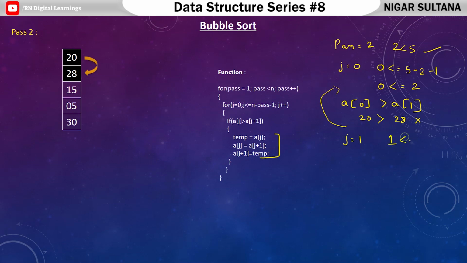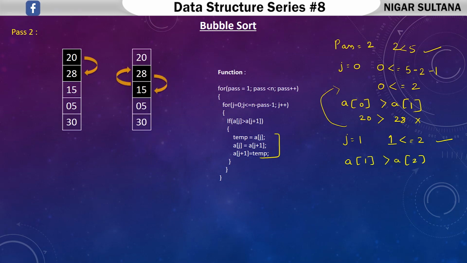Is 1 lesser than or equal to 2? Yes, if it is true, I must check the condition. A of j, which is A of 1, greater than A of 2. Now, I am comparing this A of 1 with A of 2. Is 28 greater than 15? Yes, if it is true, I must swap. 15 goes up and 28 comes down.